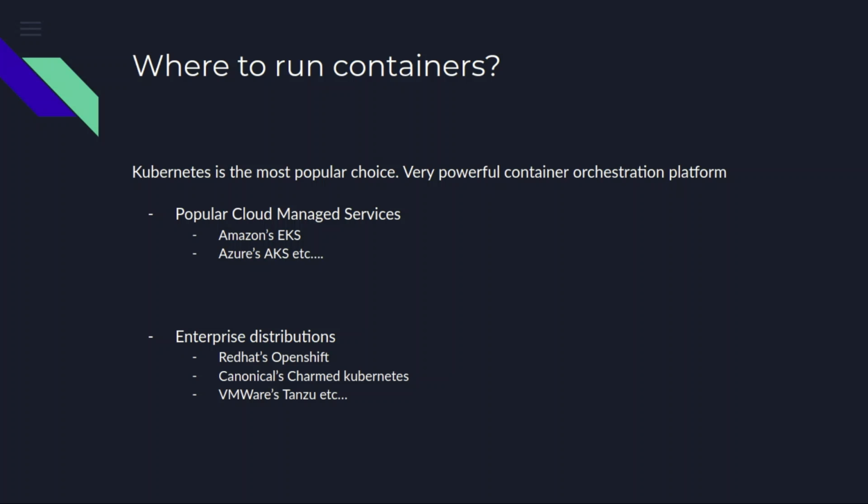We have popular cloud managed services. Amazon's EKS is one of the most popular managed Kubernetes services, and similarly all the hyperclouds have some sort of managed Kubernetes services. So Amazon has EKS, Azure has AKS, and then there are some enterprise distributions of Kubernetes as well. The most popular choice is Red Hat's OpenShift. Then we have Canonical's Charmed Kubernetes and VMware's Tanzu, and many more which are not mentioned here.